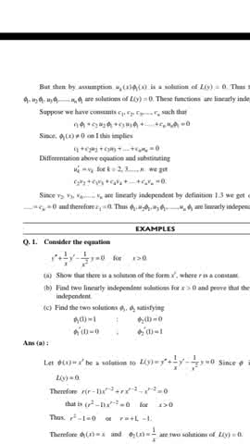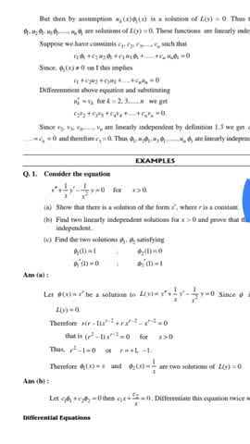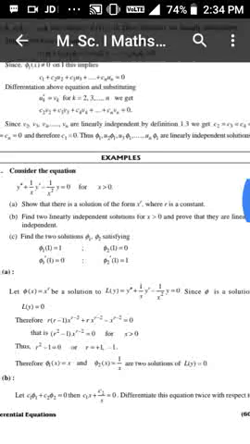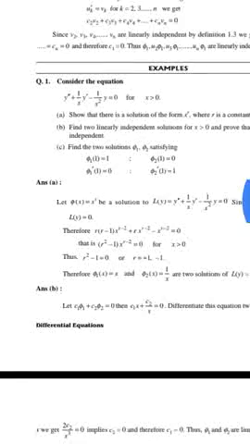Consider the equation y'' + (1/x) y' - (1/x²) y = 0 for x > 0. Show that there is a solution of the form x^r where r is a constant. Find two linearly independent solutions for x > 0. Prove that they are linearly independent. Find those two solutions phi 1 and phi 2 satisfying phi 1 of 1 is equal to 1, phi 2 of 1 is equal to 0, phi 1 dash of 1 is equal to 0, phi 2 dash of 1 is equal to 1.